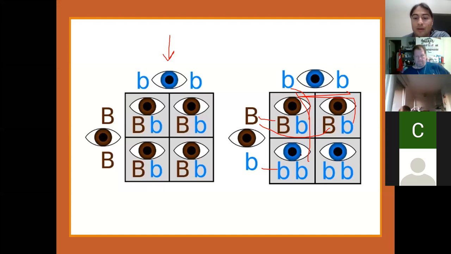Yeah, okay, thank you. So now when we see this, I'm asking you, what are the probabilities of these children having blue eyes? 50%. 50%, exactly. So each square represents 25%. We have two of them, 50%.